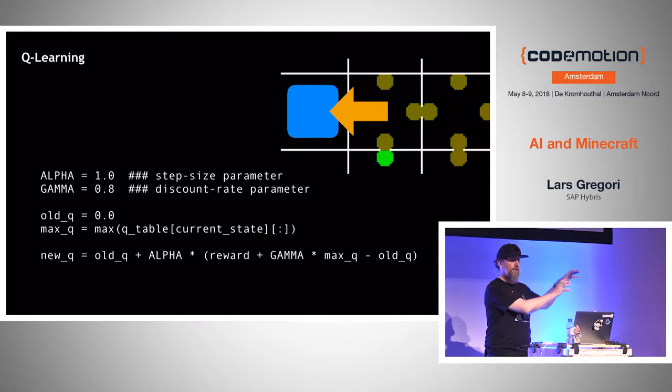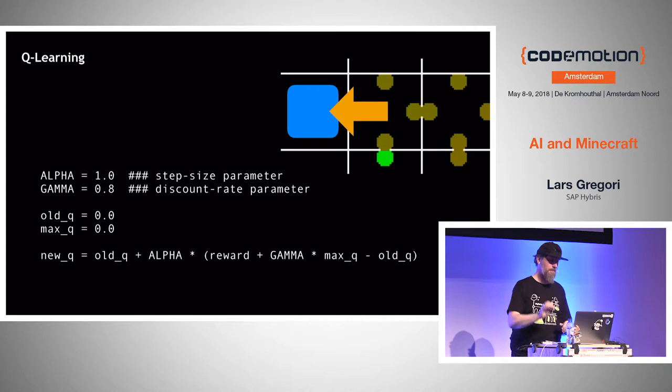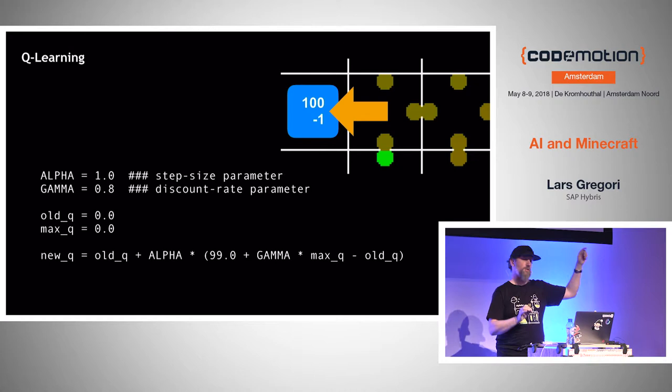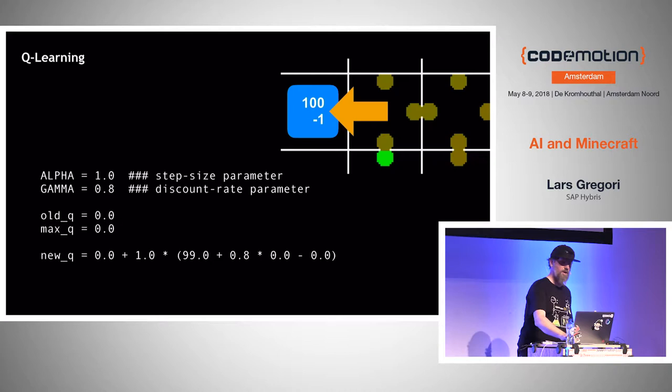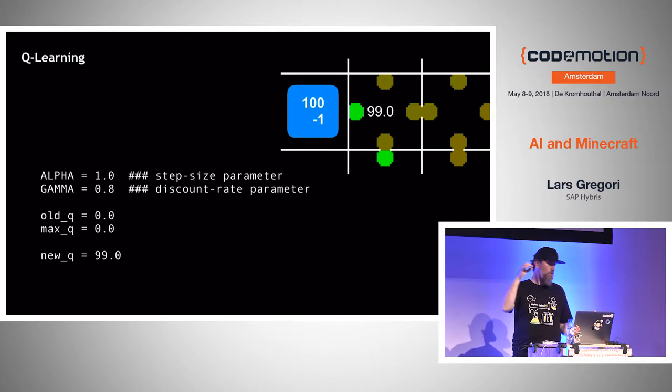Also the new field where we are going, the blue one, we've never been there, so the maximum is also zero. The reward to move there is 99. So you get 100 for the blue field, minus 1 for the move, which will be 99. And then I just add in the values, and most of them we don't need, because 0 plus something, and 1 multiplied by something. So at the end, the new state Q for this is 99.